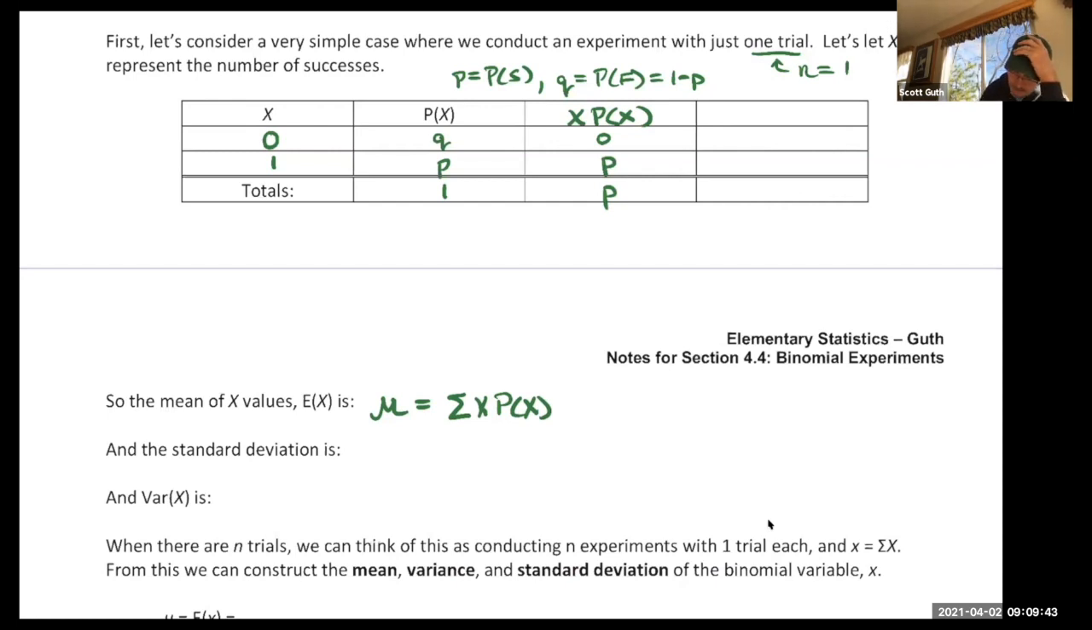And so what this is, that's the sum of x times P of x, which is by definition the mean. So if I go to this next page, the sum of x times P of x was p. That's the mean. So the mean is the probability. When there's only 1 trial, the mean is the probability of a success, which is just little p.